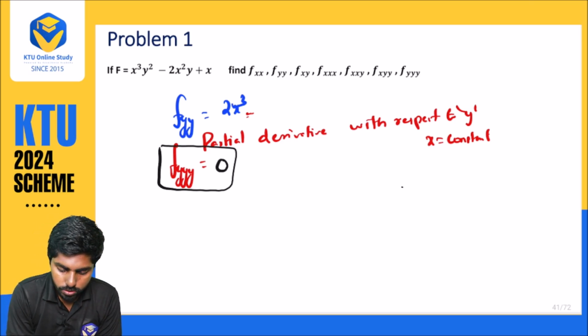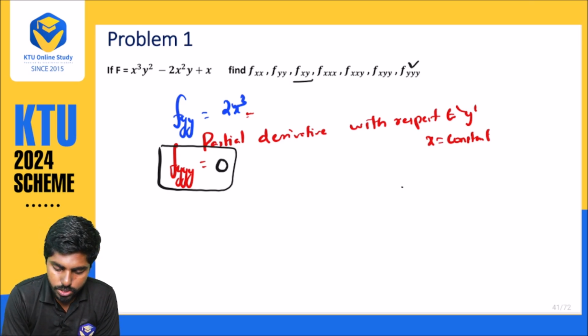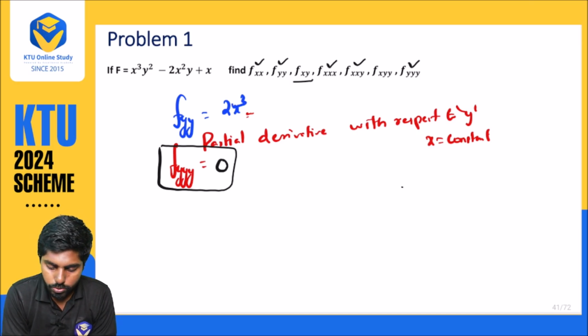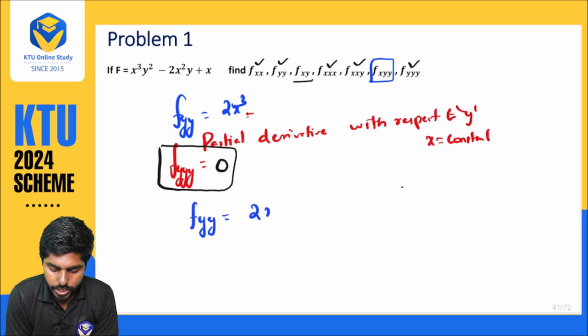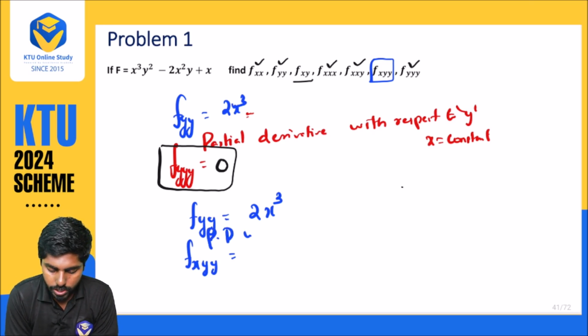So we have completed this one, this one, and this one. f of y comma y completed. f of x comma x also we have completed. So what is left out? The left out term is f of x y comma y. So already we have found f of y comma y is 2x cube. So f of x comma y comma y is nothing but the partial derivative with respect to x.